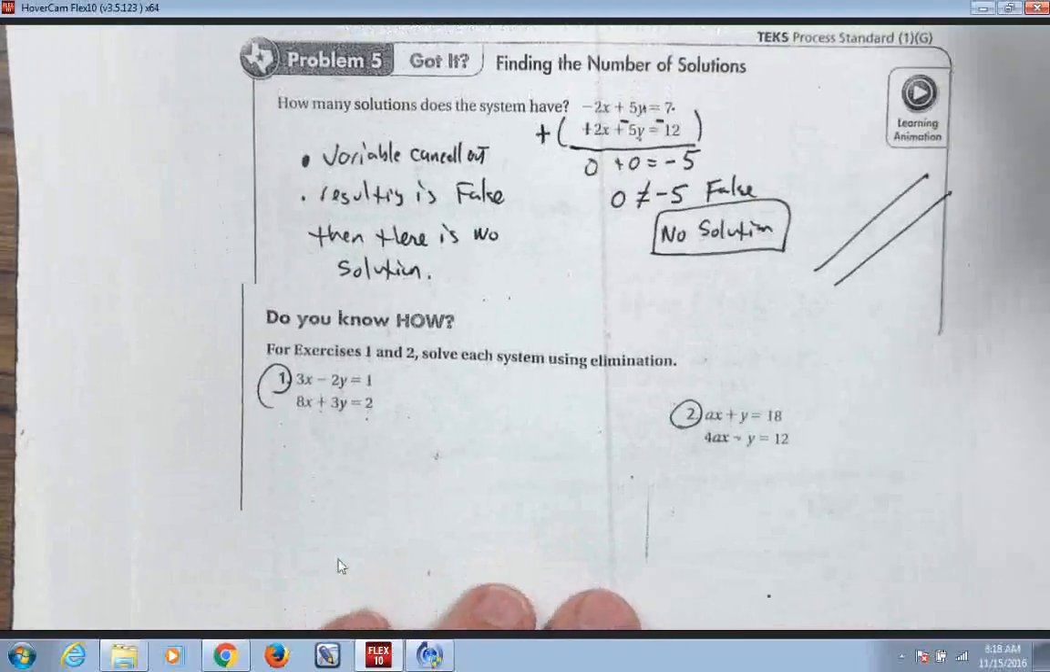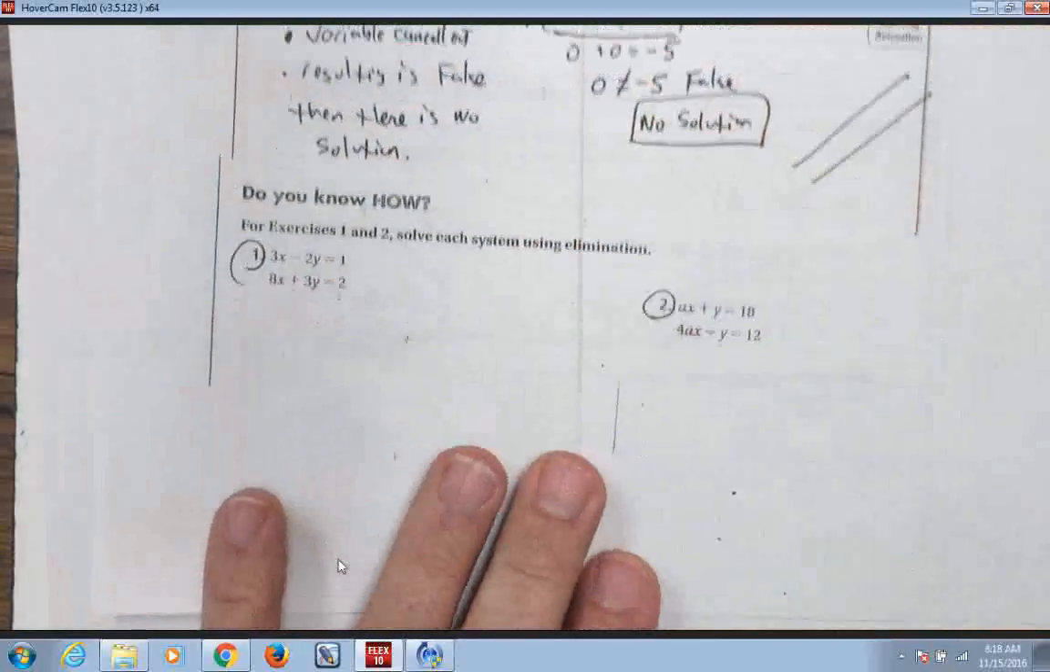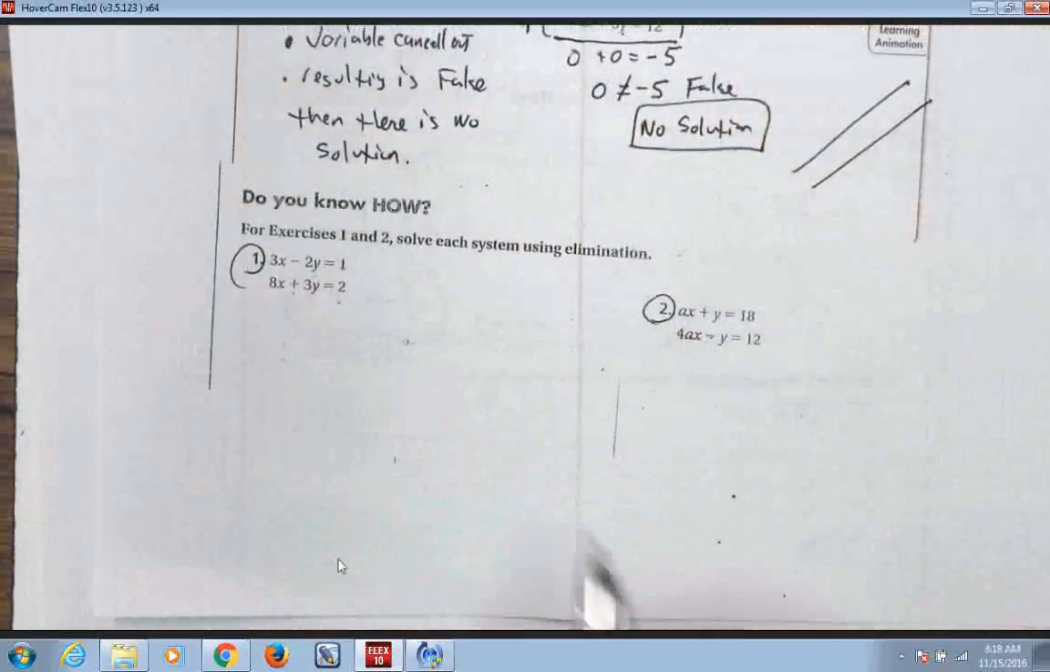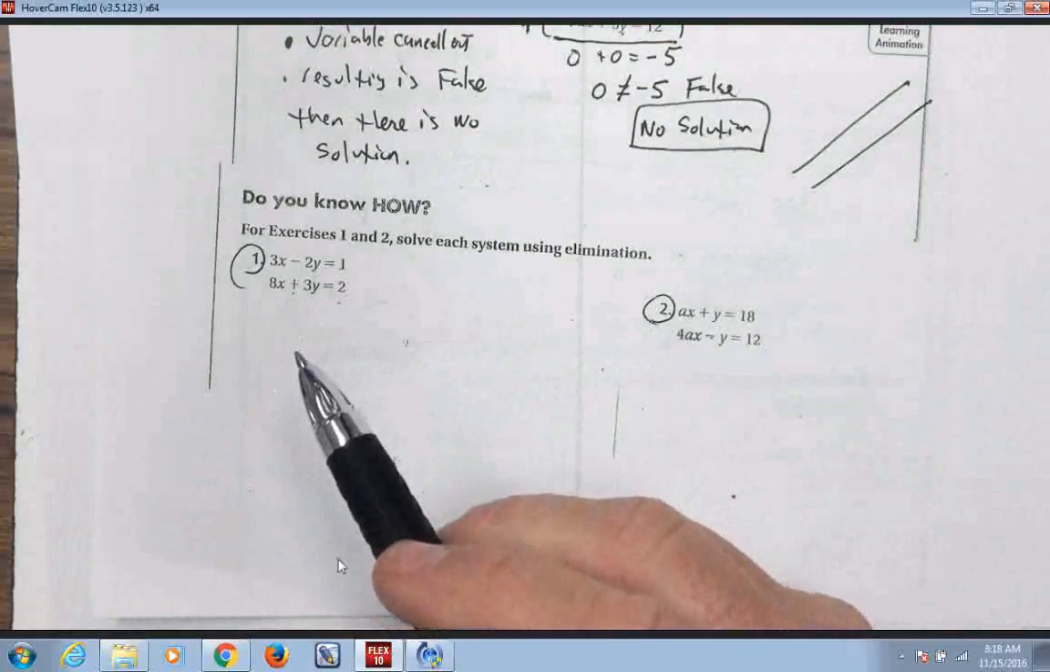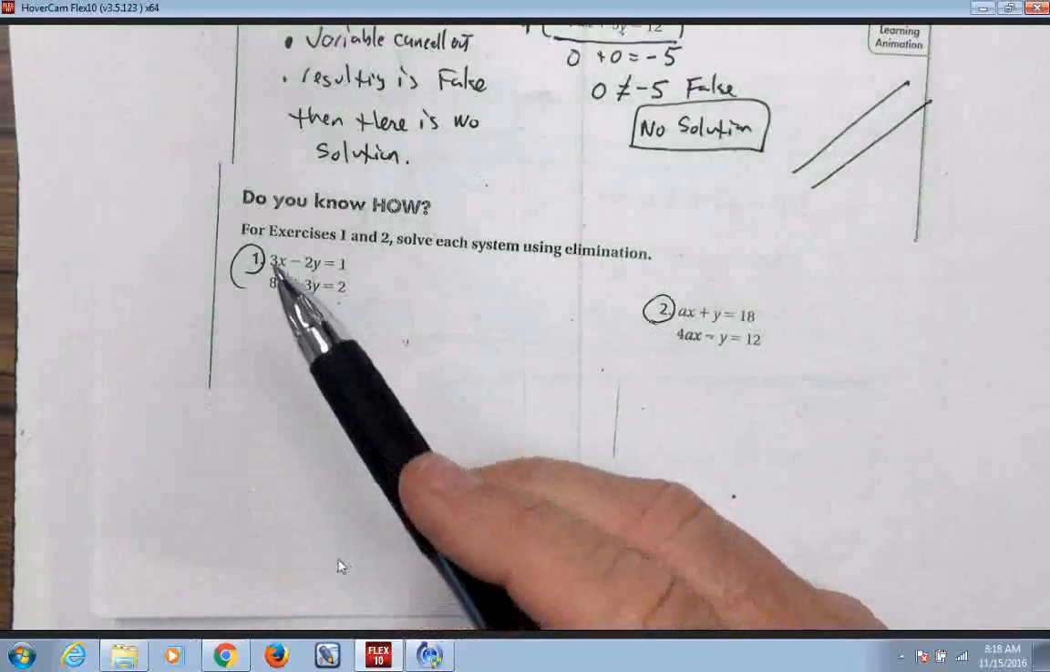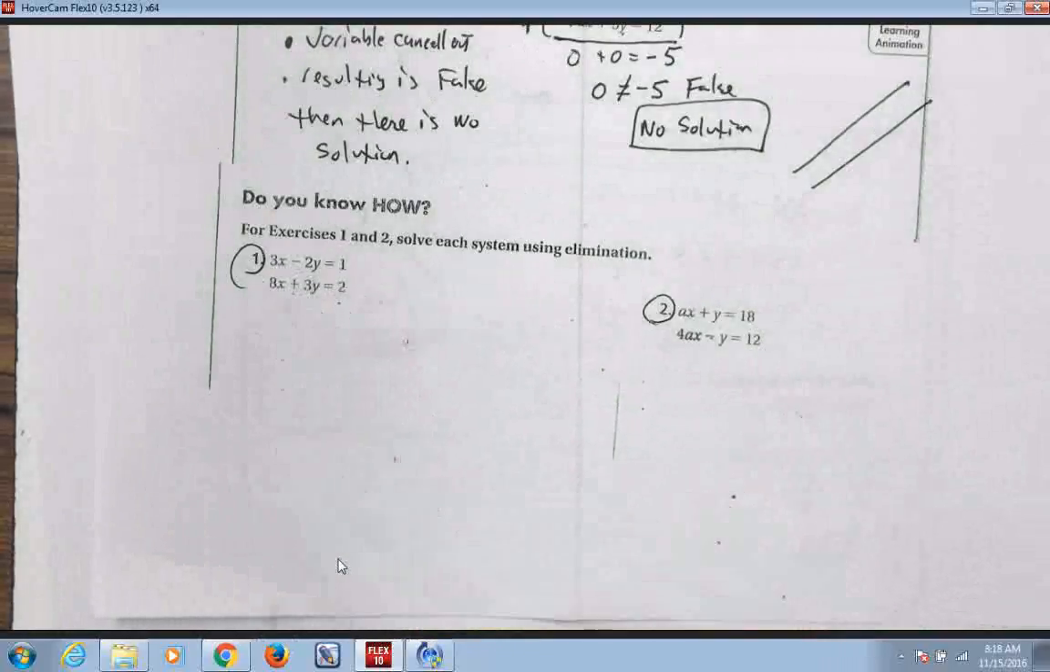I got a couple problems to do. All right? So here's example 1. All right, solve that using elimination. So give yourself a little bit of time and kind of decide which one do you want to eliminate. Do you want to get rid of the x's or do you want to get rid of the y's? What do you think you'd want to get rid of in this problem?